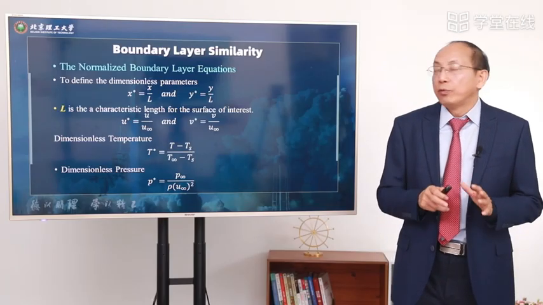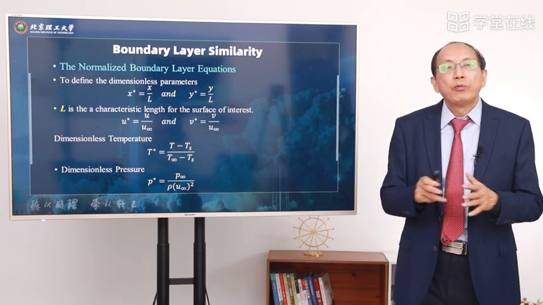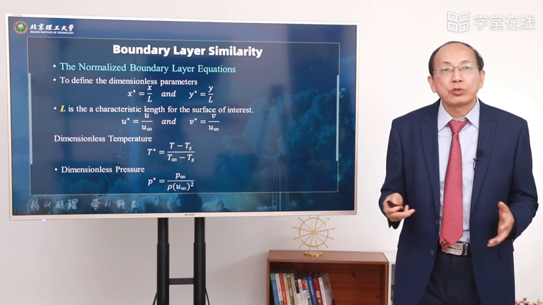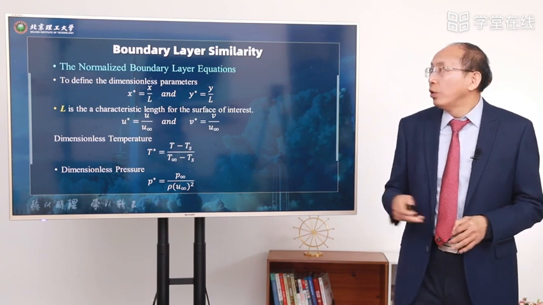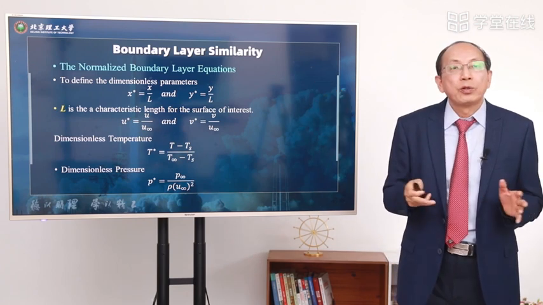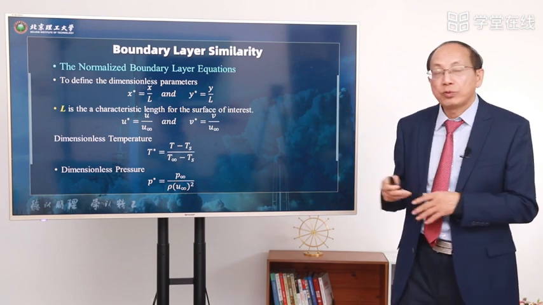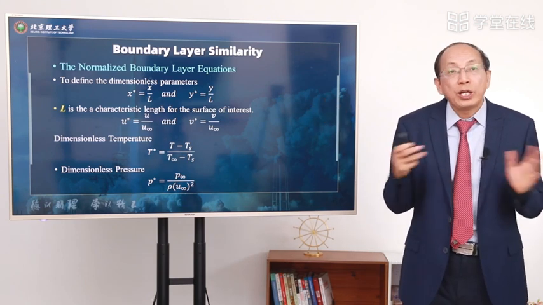Because these three equations are very general, they are very difficult to solve. So we do some normalization of the boundary layer equations. We can make some changes.